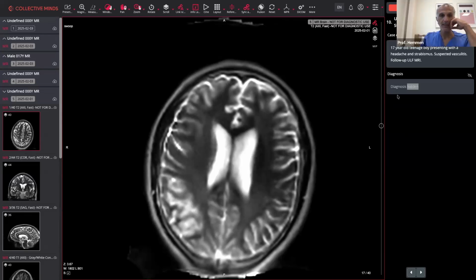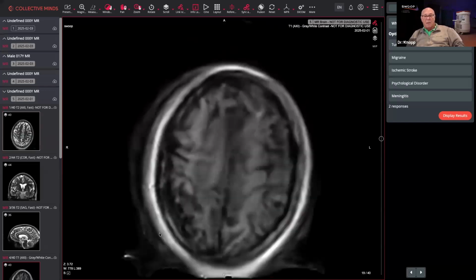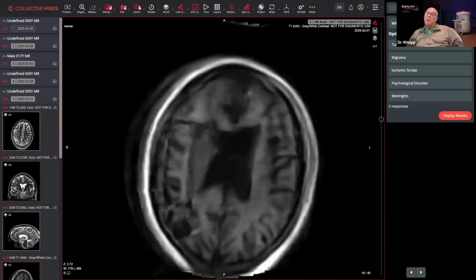No, thanks. Okay, so let's take a look at the questions right now. What's our most likely diagnosis? Again, this is the probably prominent finding seen on T2, as well as, we'll go back, on this T1 weighted image: tumor, migraine, ischemic stroke, psychological disorder, or meningitis. And again, this one is not quite as obvious as the last two.